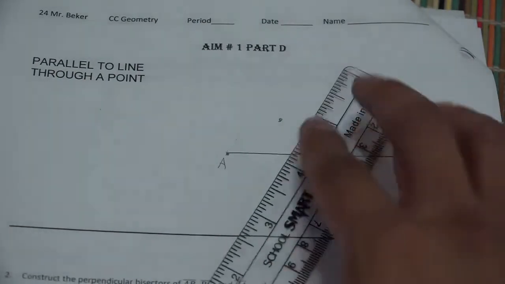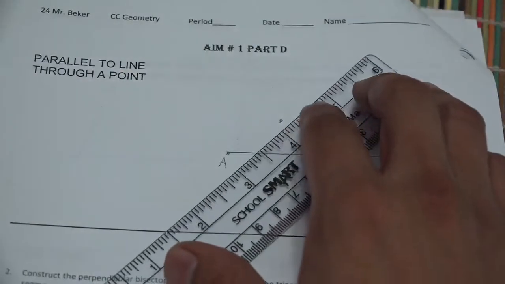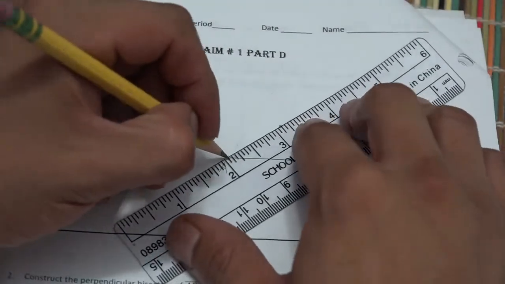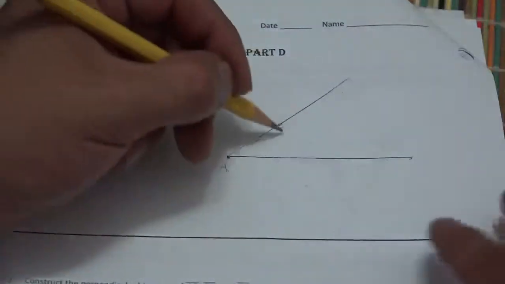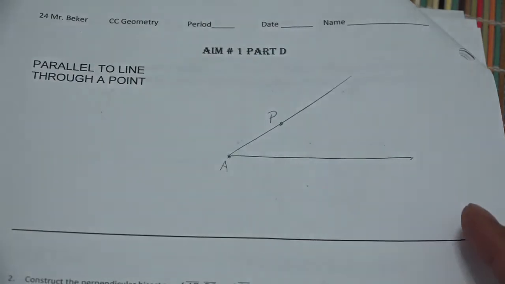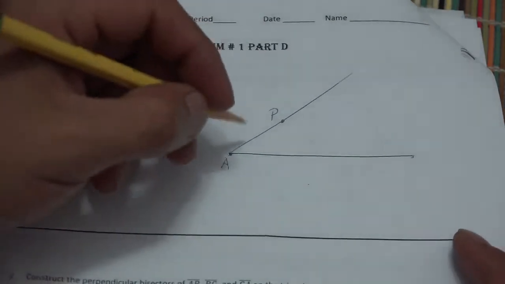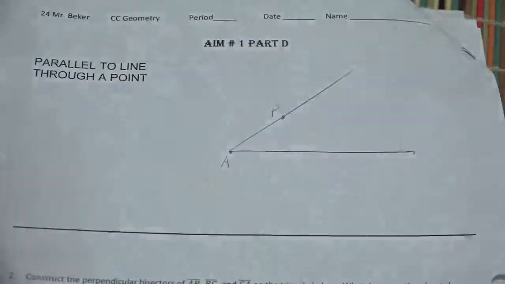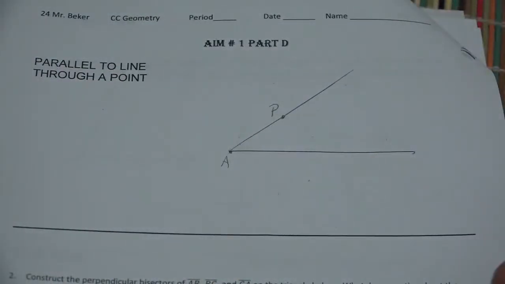So what we're going to do is make an angle, so we're going to connect those points. By the way, what you want to call this point, let's call this point P, just for the sake of argument. Now we're going to use the method of copying an angle. How do you do that? Well, the same way as you did on lesson 1C.